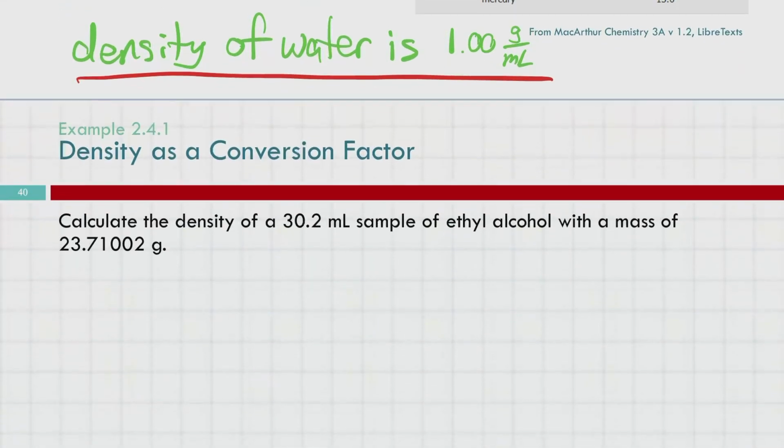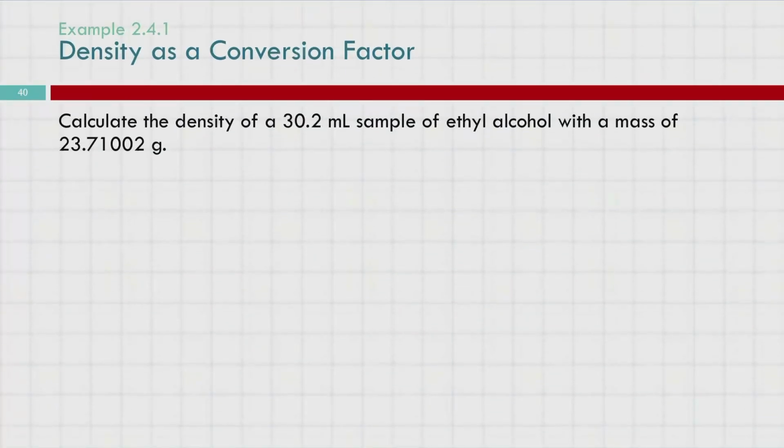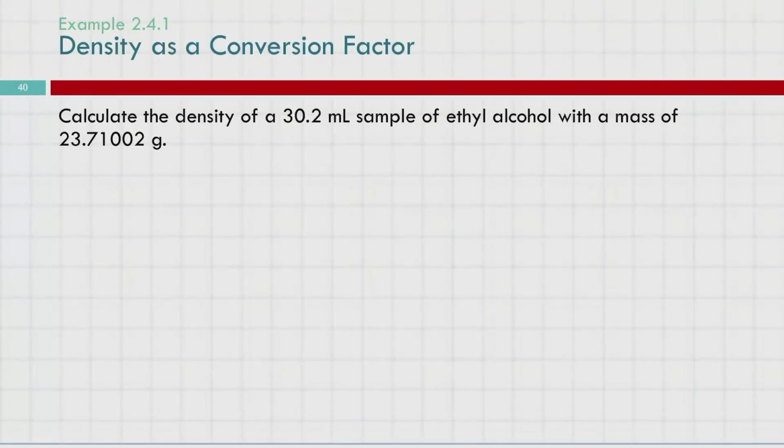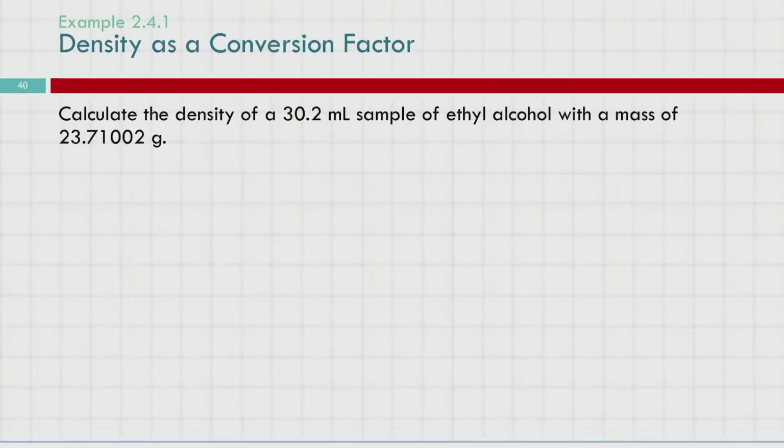All right, let's do this one as an exercise. That means that I'll have you do it. Calculate the density of a 30.2 milliliter sample of ethyl alcohol, that's one of the ones you can drink, with a mass of 23.71002 grams. So give that a shot.